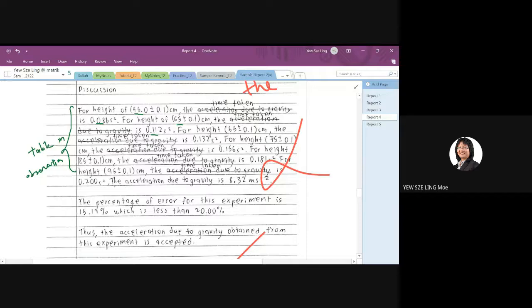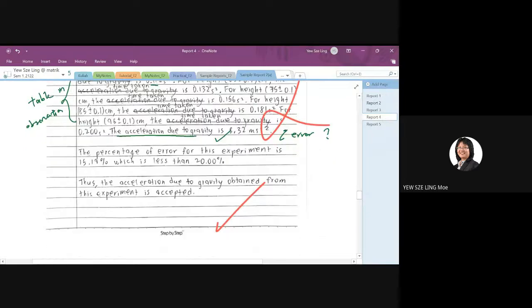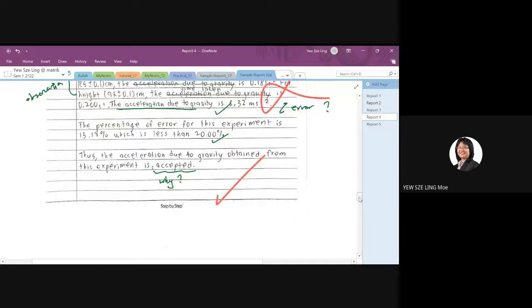So what you need is the acceleration due to gravity is 8.32 meter per second squared, and then what is the error? The percentage of error. That is the thing that you didn't mention in your first paragraph, so you put it in the second paragraph. And then you say the acceleration due to gravity is accepted. Why? What makes you make such a judgment? You say it's accepted, so give the reason.